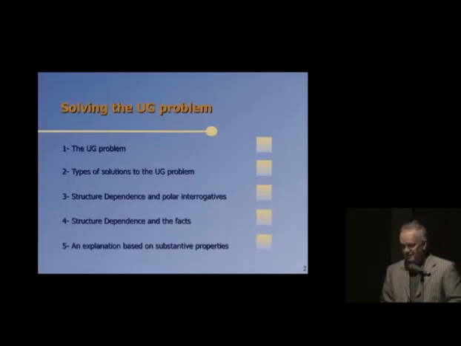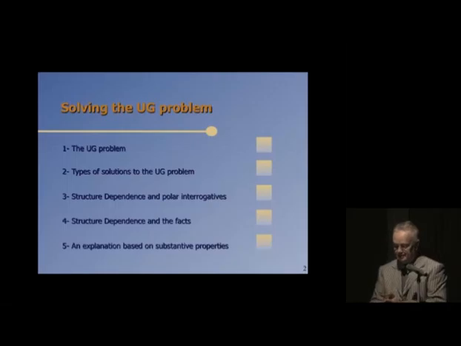The talk will have 5 parts. The first part will introduce what is that UG problem. Then I'll discuss a few types of solutions to this problem. And the third part will be looking at, let's say, the stellar example of what UG represents, and that is structure dependence and polar interrogatives, which has been going on for a good 50 years.